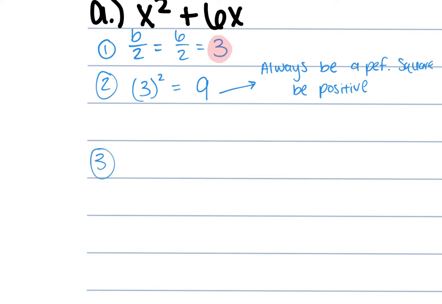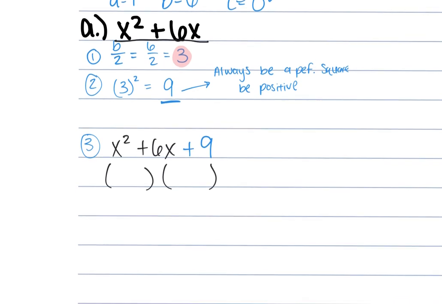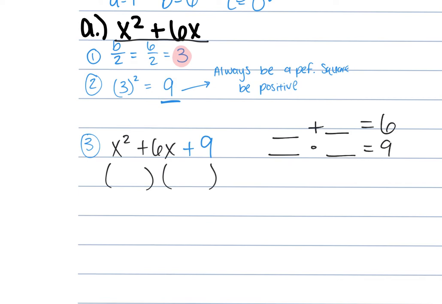This is the part that I lose some of you. Pay close attention. Take your original expression, which was x squared plus 6x, and you're going to add your C term from step 2, which was 9. Now, this one, we're going to take step by step, and then I'm going to show you the shortcut, okay? Now, we're looking to factor this into two expressions that are being multiplied by each other. So we need to look for two terms that add to give me 6, and they multiply to give me 9. What two numbers are they?